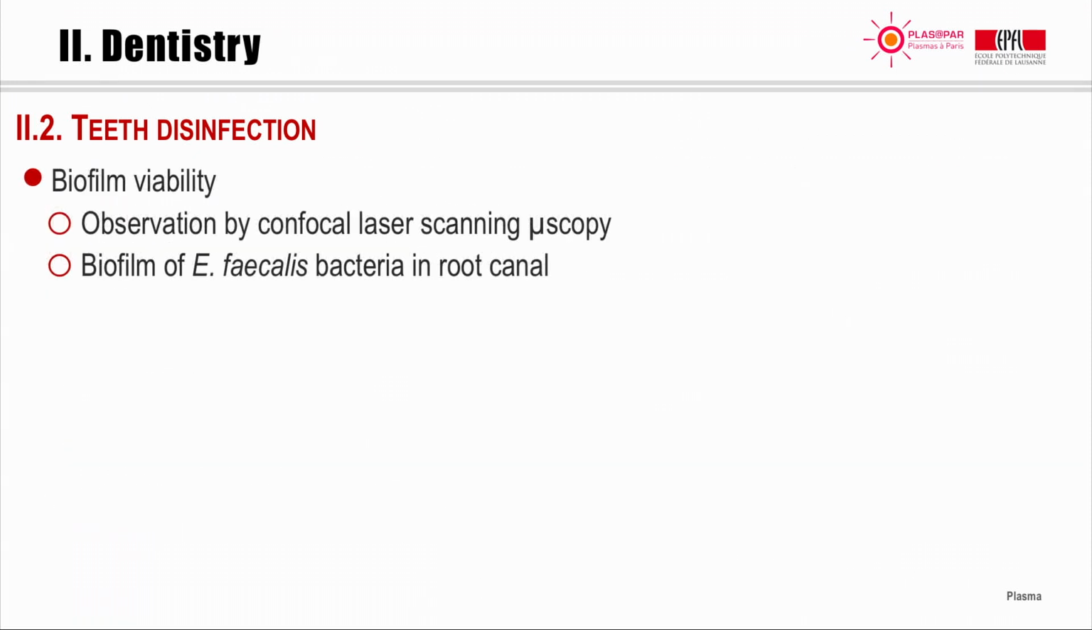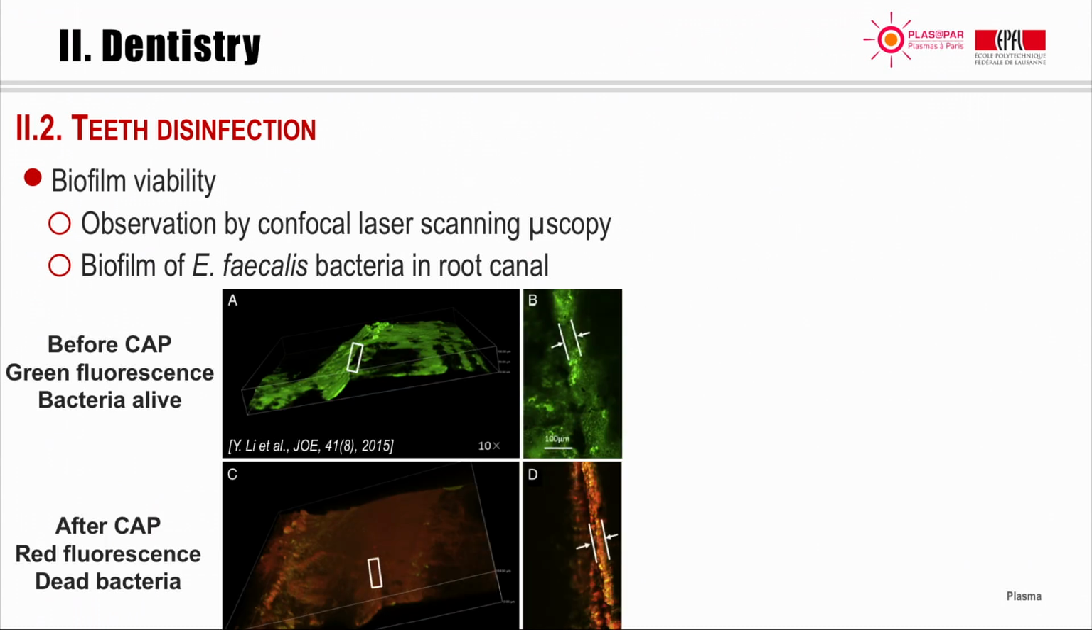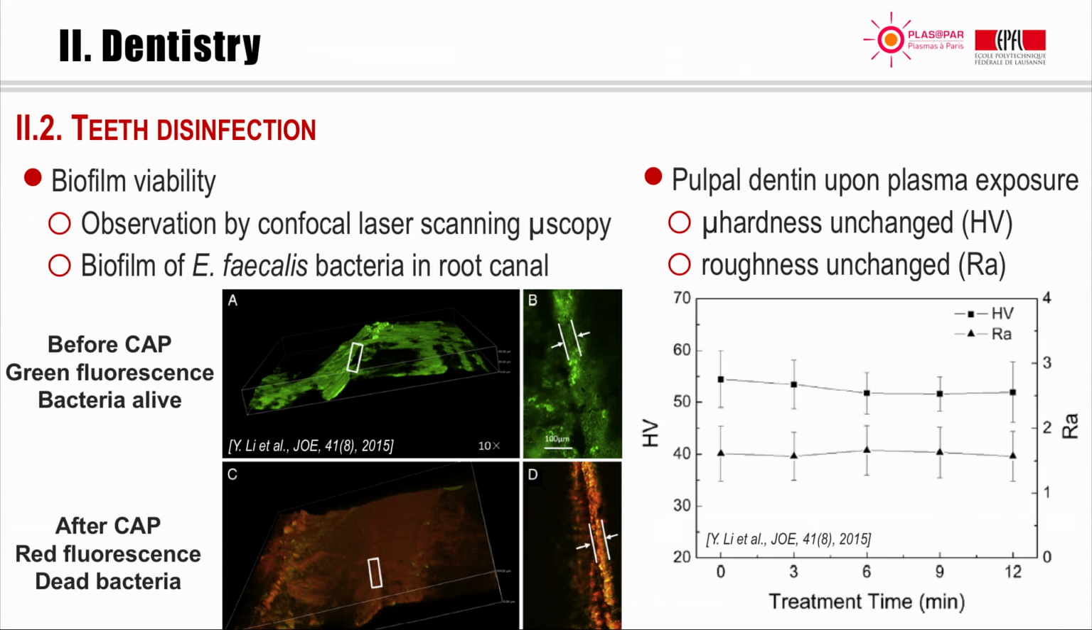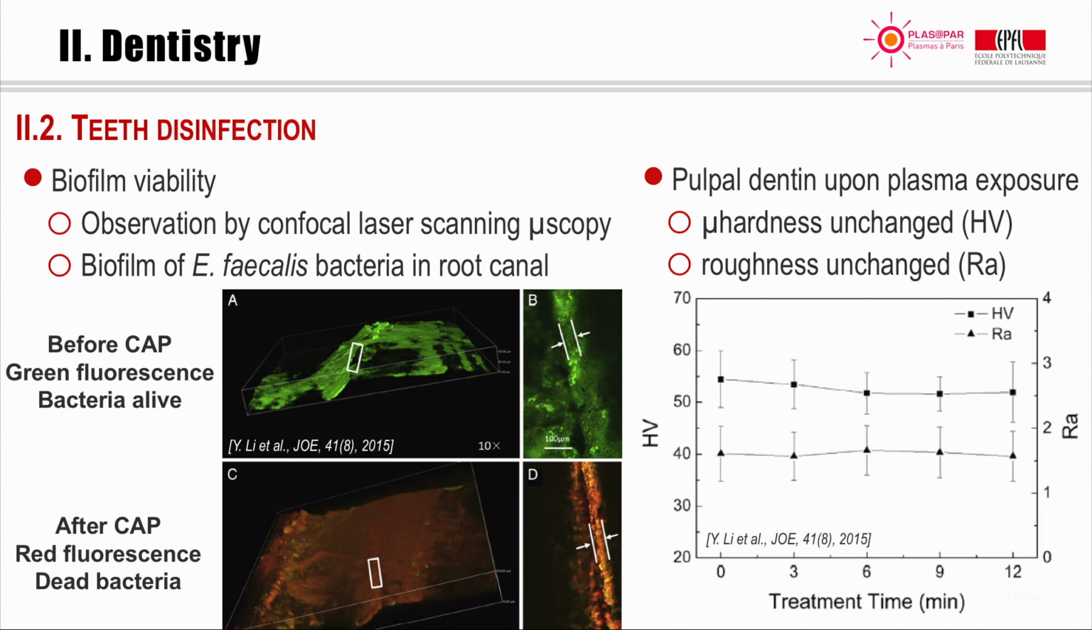Then the biofilm viability has been observed by confocal laser scanning microscopy. The green fluorescence observed before the treatment is characteristic of the bacteria alive, while the fluorescence turns to red after the cold atmospheric plasma exposure, hence proving their eradication. Also, it is worth mentioning that pulpal dentin remains unaffected by the plasma treatment. Its microhardness and roughness remain unchanged, whatever the plasma exposure.